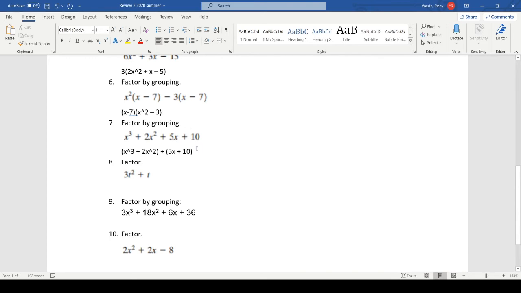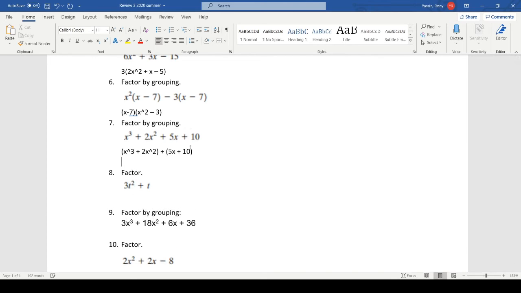Now that we've done this, we're going to treat each of these individually. Let's look at the first one, x to the third plus 2x squared. What's a common factor of x to the third and 2x squared? That's what we need to ask ourselves. A common factor between these two terms could be x squared. So let's take x squared.